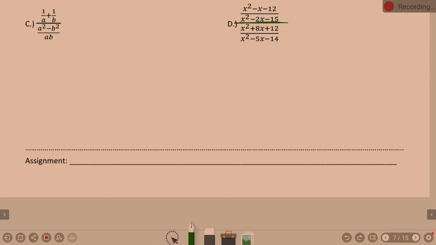And to make it a little less messy, I'm going to write it out sideways. In that, I'm going to write out the first fraction, x squared minus x minus 12 over x squared minus 2x minus 15. And then that big line means that this is a division problem. And so we're dividing by the bottom fraction, which is x squared plus 8x plus 12 over x squared minus 5x minus 14. What do you see?